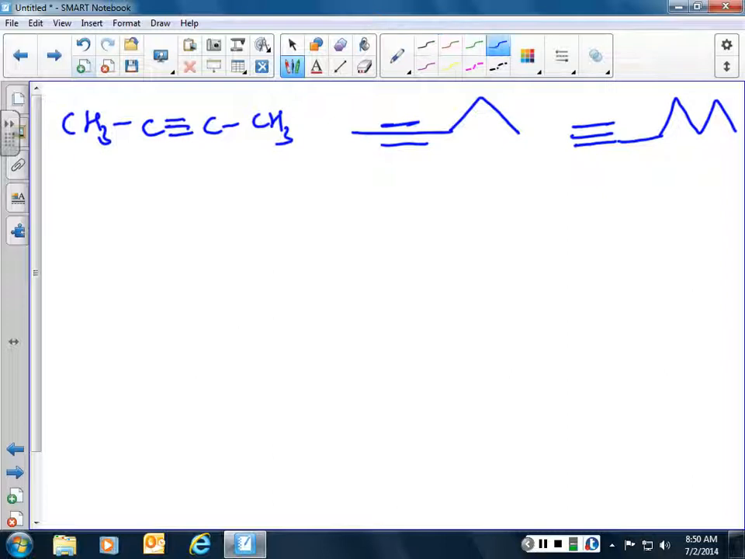Same thing. 1, 2, 3, 4. 4 carbon, correct? 4 carbon is but-. Agreed? 4 carbon is but-. Triple bond. Now previously it was double bond, so -ene. Triple bond means -yne. What's the position of the triple bond? 2. 2-butyne.